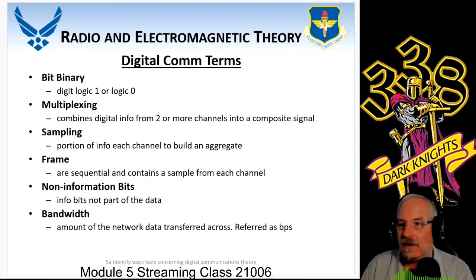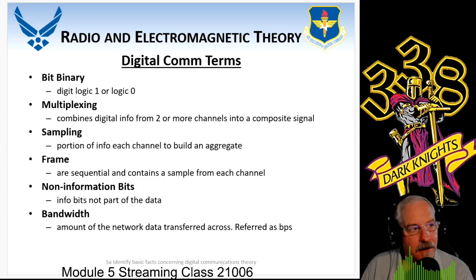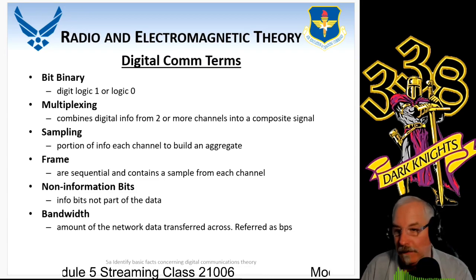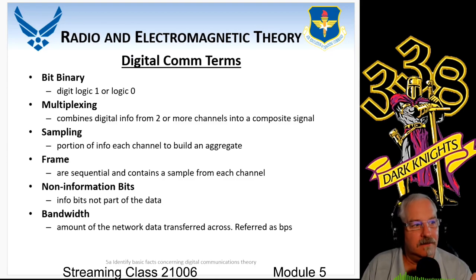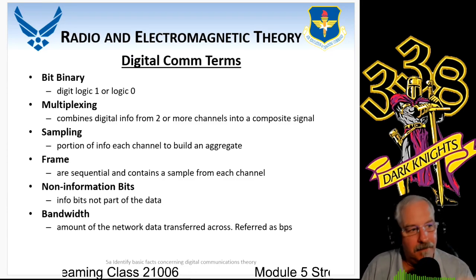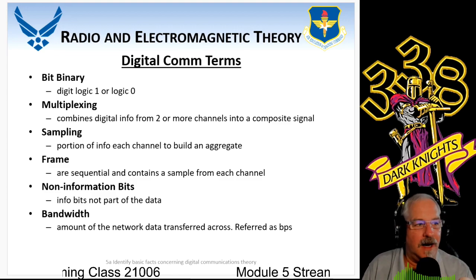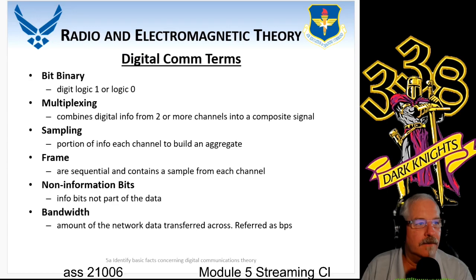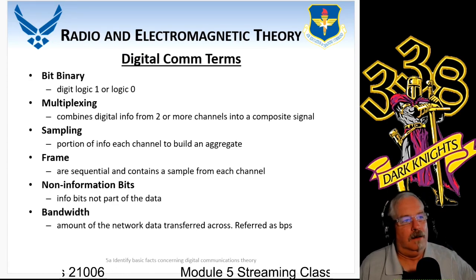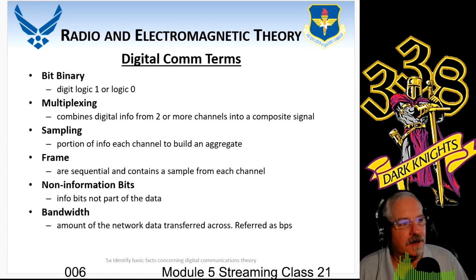So here's some digital terms that we're looking at. We got the binary digit. There's going to be bit versus byte. You got multiplexing, sampling, frame, non-information bits, and bandwidth. Those are some terms that you need to be familiar with. Bit, it's either a 1 or 0.